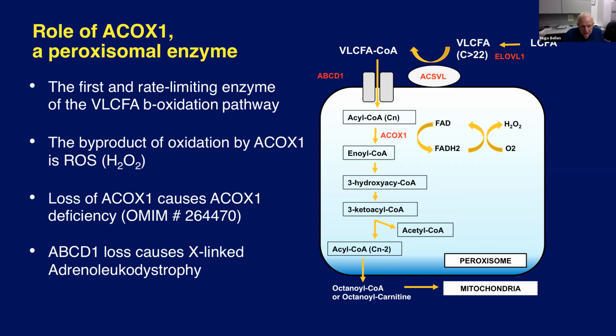Obviously, loss of ACOX-1 causes an ACOX-1 deficiency, and when there is an ACOX-1 deficiency, there is an accumulation of the very long chain fatty acids. And an accumulation of the very long chain fatty acids is very toxic. These children are very severely affected, and they typically die within 3 to 4 years after birth. There's another disease, ABCD1, called X-linked adrenoleukodystrophy, which is a mutation in this ABCD1 transporter that takes the very long chain fatty acids and incorporates them into the peroxisome.